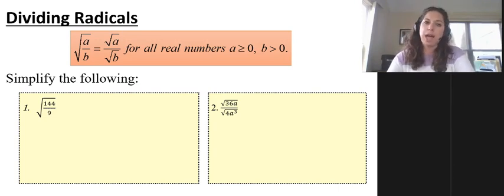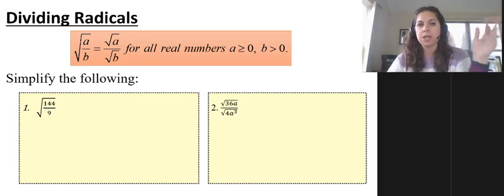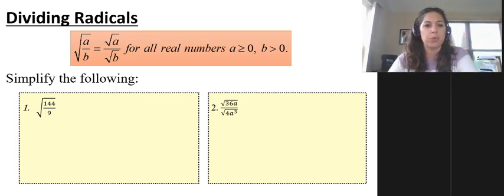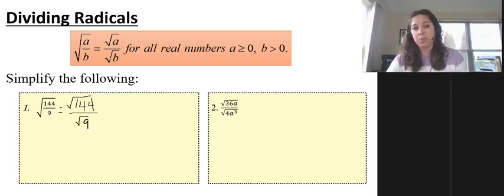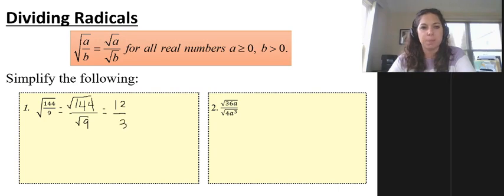All right, now let's look at dividing radicals. So if I have the square root of a over b, I can rewrite this to be a radical on top divided by a radical on the bottom. So basically a radical in my numerator and then a radical in my denominator. So for instance, square root of 144 over 9. I can rewrite this to be the square root of 144 all over the square root of 9. Now this helps me because the square root of 144 simplifies to be 12. The square root of 9 simplifies to be 3.